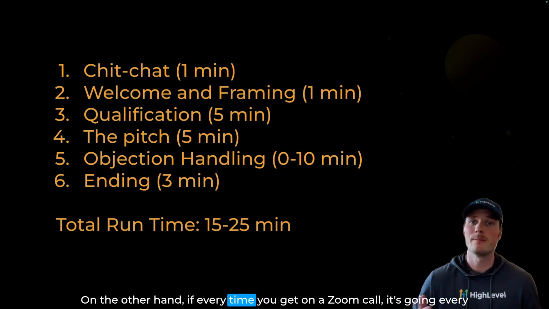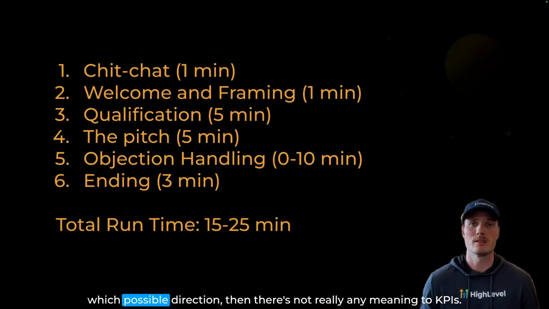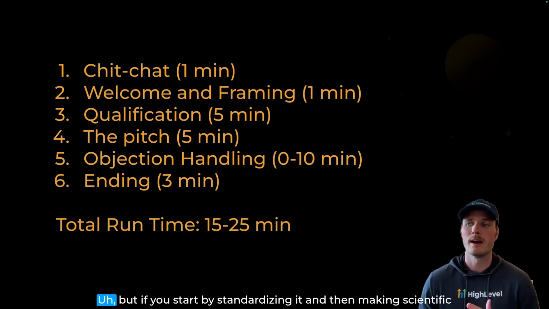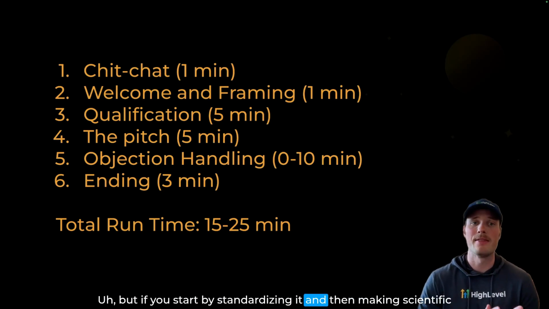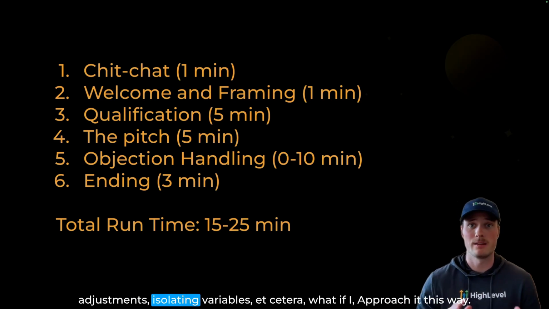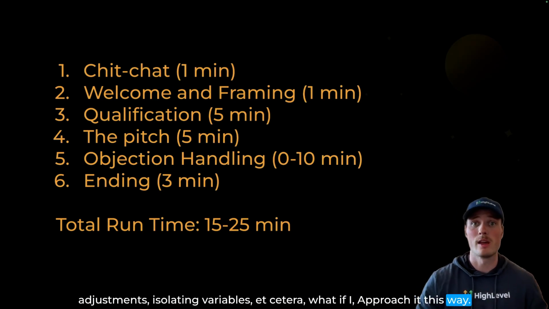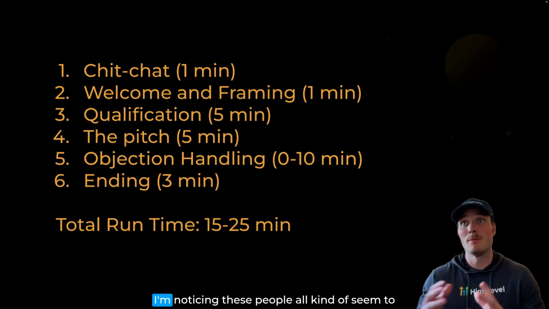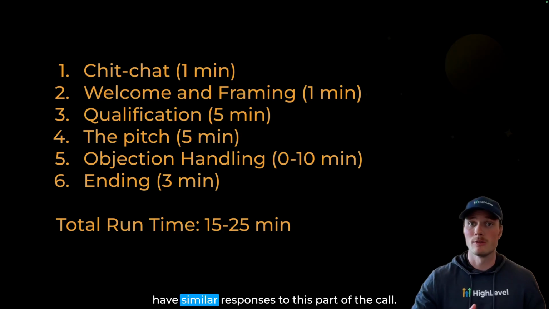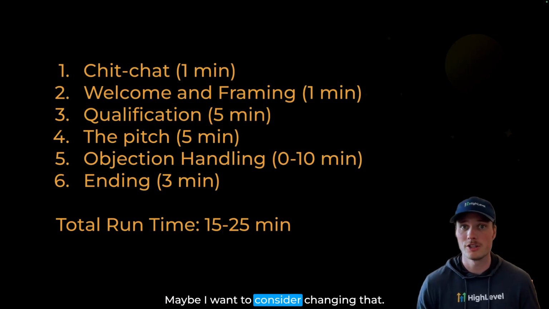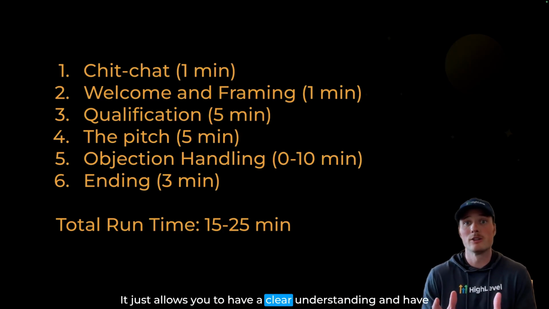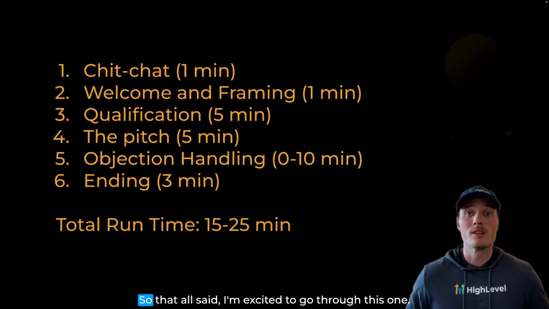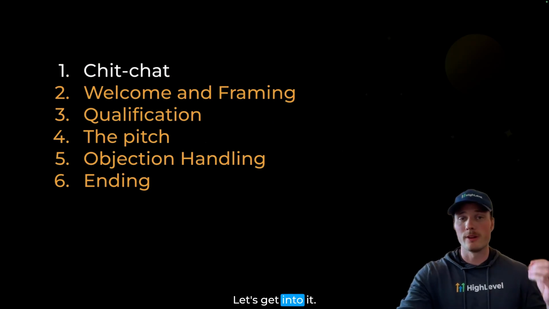On the other hand, if every time you get on a Zoom call, it's going every which possible direction, then there's not really any meaning to KPIs. You don't really know exactly how to improve. But if you start by standardizing it and then making scientific adjustments, isolating variables, etc., what if I approach it this way? What if I add this into the offer? What if I deal with this objection differently? Or even just noting responses. I'm noticing these people all kind of seem to have similar responses to this part of the call. Maybe I want to consider changing that. It just allows you to have a clear understanding and have clear vision of what your sales process actually looks like. So that all said, I'm excited to go through this one. Let's get into it. First is chit chat.